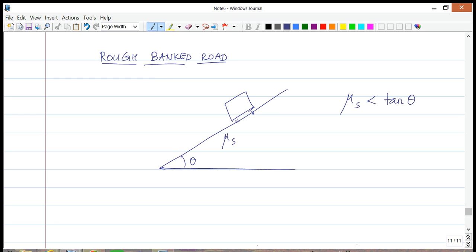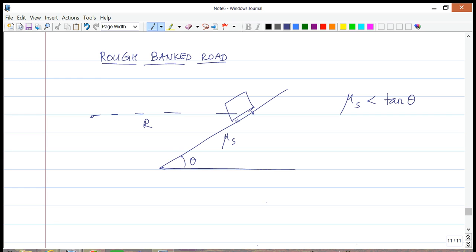So the object is going to move, and the fact that it's moving is going to keep it on the incline so that it doesn't slide down the incline. Once again, the radius of the circle is going to be r.